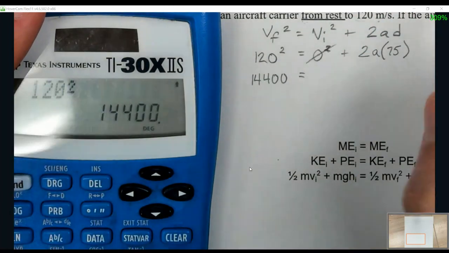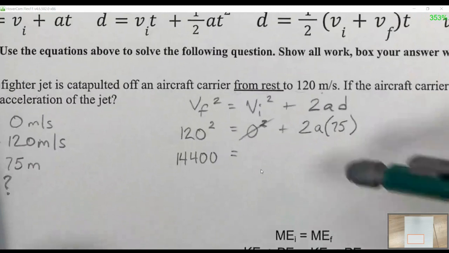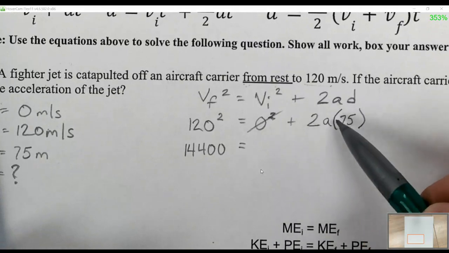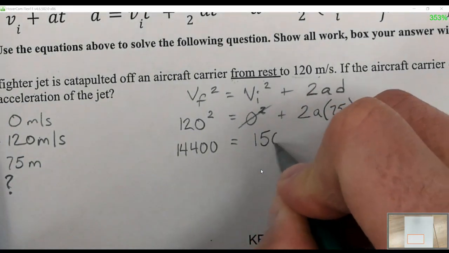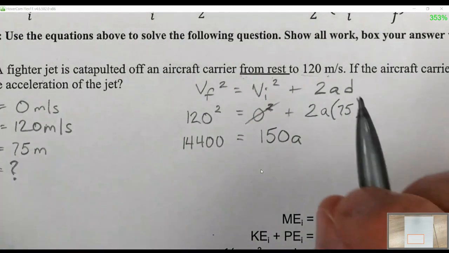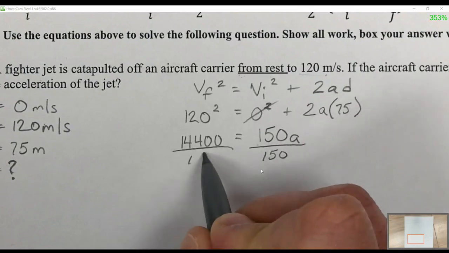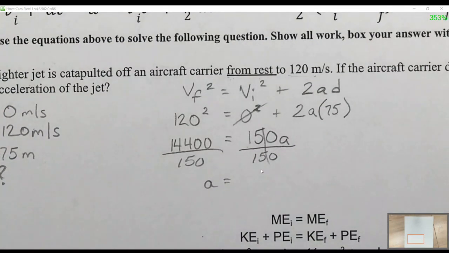And now because you have 2 times A times 75, you can multiply these two together. So you're going to do 2 times 75A. 2 times 75 comes out to be 150, and you're left with that. Now isolate A. To get A by itself, you've got to divide both sides by 150. Okay, that goes away, and A is left as 14,400 divided by 150.